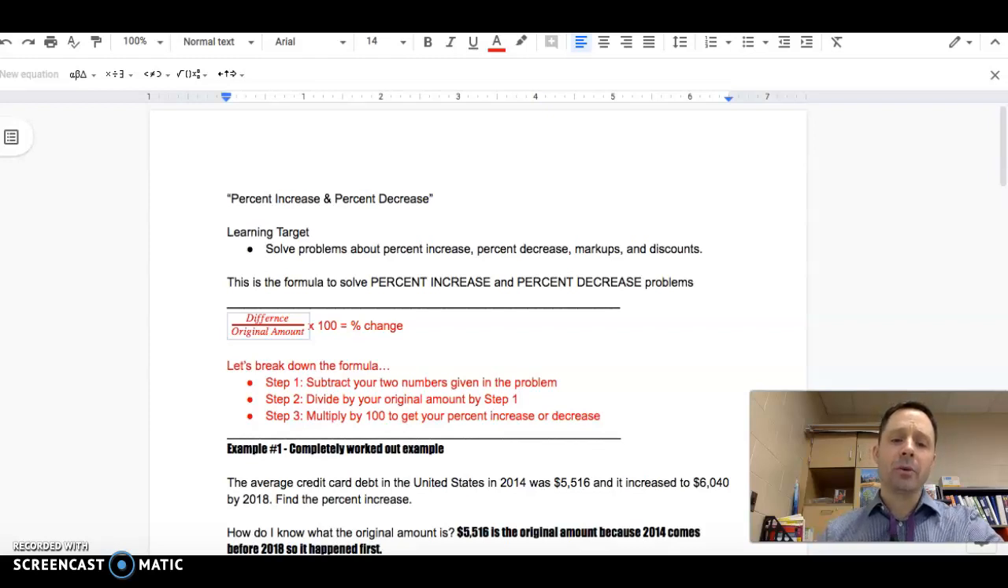So let's break down the formula. Step 1, subtract your two numbers given in the problem. Step 2, divide by your original amount by step 1. And then finally, step 3, multiply by 100 to get your percent increase or decrease.